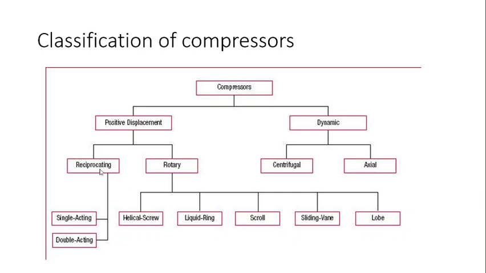Reciprocating compressors are again divided into two: single acting and double acting. Rotary compressors are helical screw type, ring type, scroll type, sliding vane type, and lobe type. Dynamic or rotodynamic compressors are divided into two: centrifugal compressors and axial compressors.